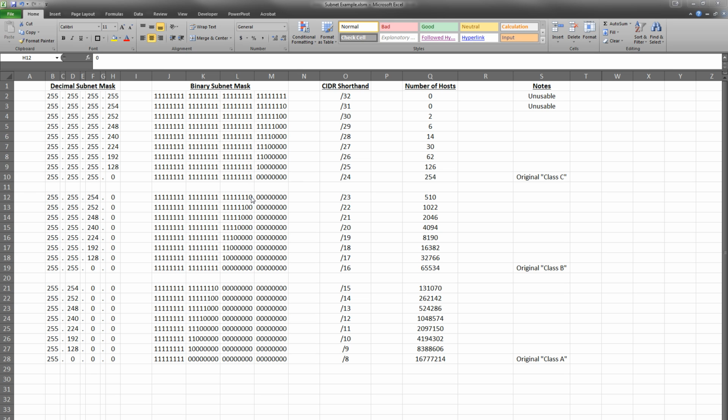Now the challenge is that this doesn't end exactly on the boundary between octets, which means our math becomes a little more tricky. And so next we'll move to doing the calculations when things get a little trickier like that.